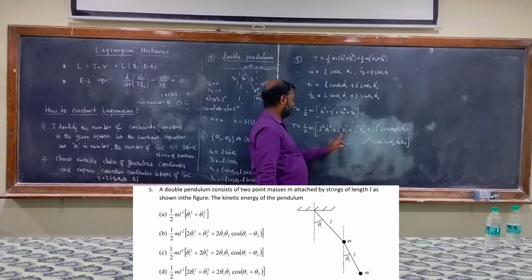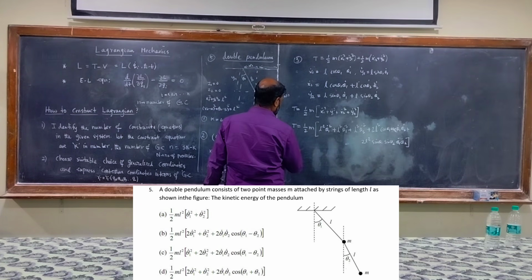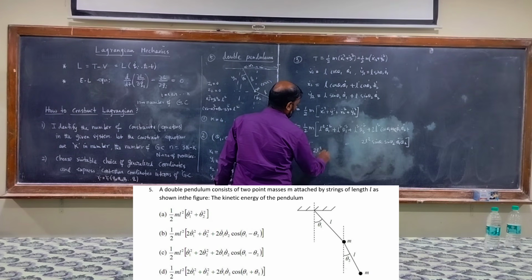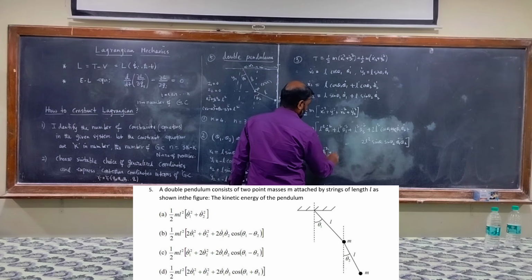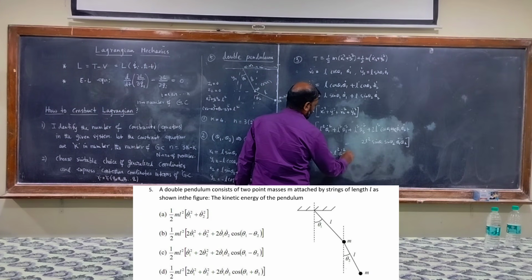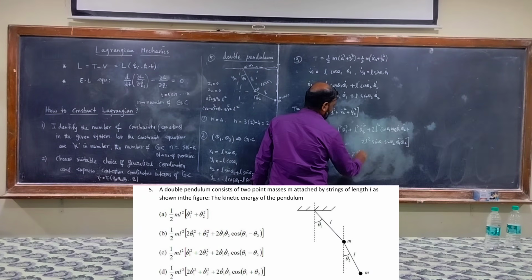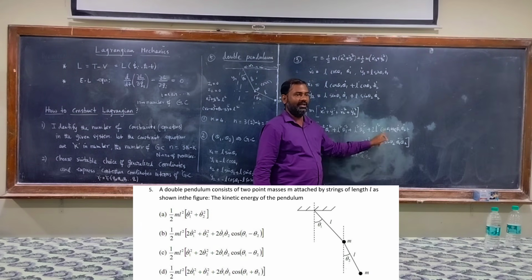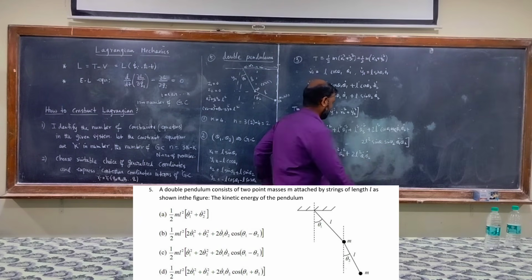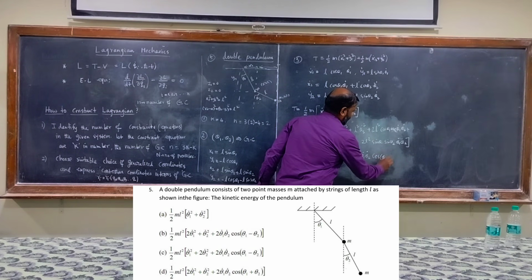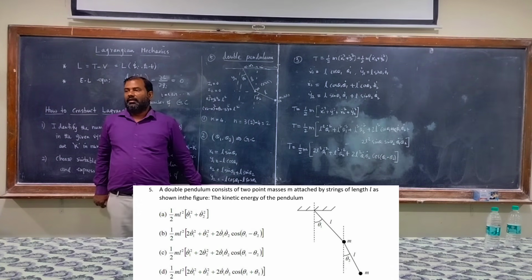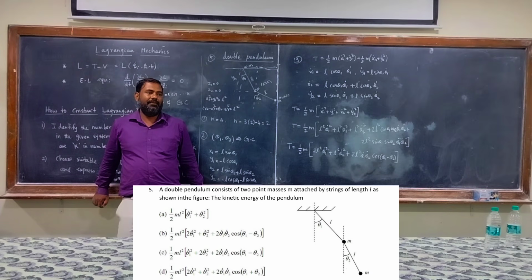So for L square I can now write T is equal to 1 by 2m, 2L square theta 1 dot square, 1L square theta 2 dot square, and 2L square theta 1 dot theta 2 dot. Now cos theta 1 cos theta 2 plus sin theta 1 sin theta 2, cos a cos b plus sin a sin b. Now cos theta 1 minus theta 2. So this is the kinetic energy for the double pendulum.